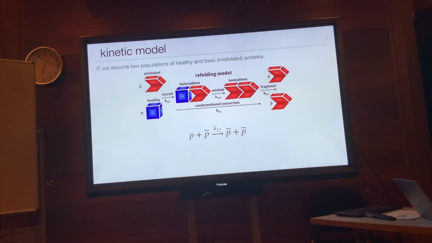I call P the concentration of healthy, P tilde the concentration of misfolded. I have P plus P tilde converted in one step to 2P tilde, P tilde plus P tilde. Right? So it's a very simple chemical process to model.